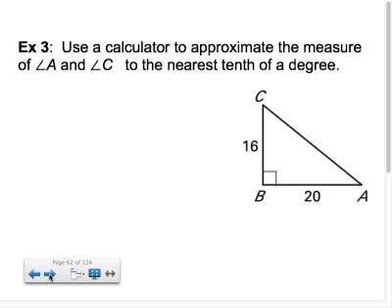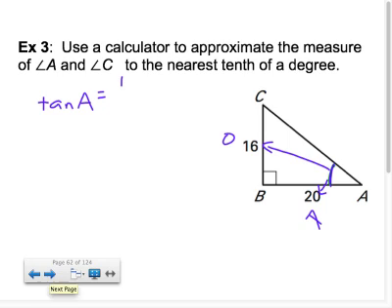Example 3 is where we're going to start getting into some stuff that we'll actually be doing quite a bit of. Example 3 says use a calculator to approximate the measure of angle A and angle C to the nearest tenth of a degree. Let's say we want to find angle A first. Here's the angle I'm using, and now you identify what pieces of information you're going to work with. I'm working with 16, which is the opposite side, and 20, which is the adjacent side. Opposite and adjacent tells me to use tangent. So here's what I know: the tangent of angle A is equal to 16 over 20. If you want to simplify 16 over 20, you can, but you don't need to.